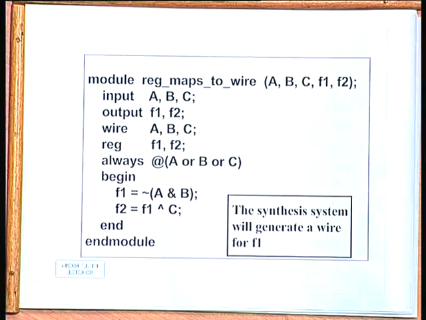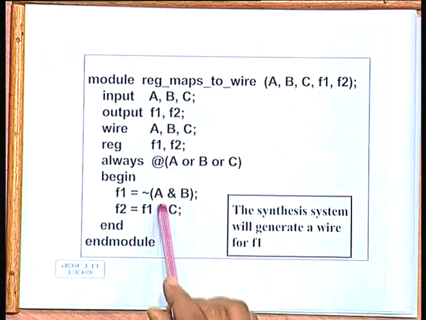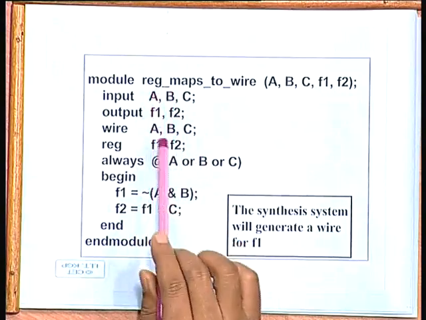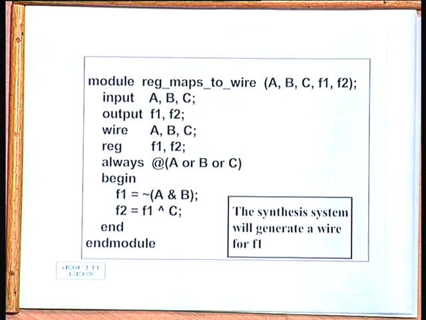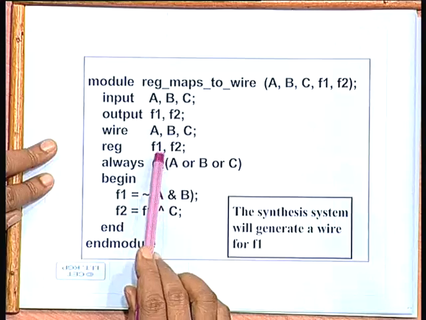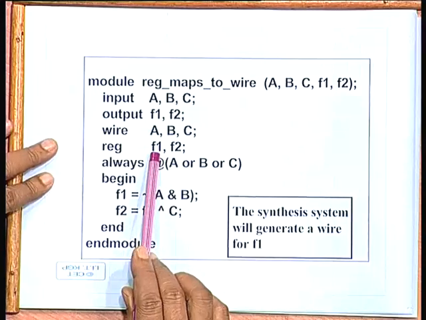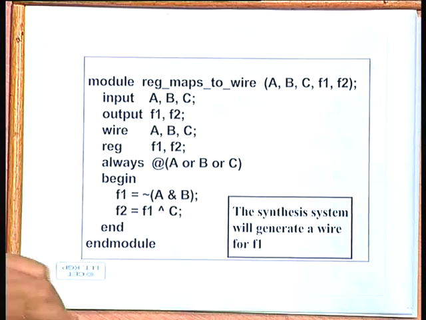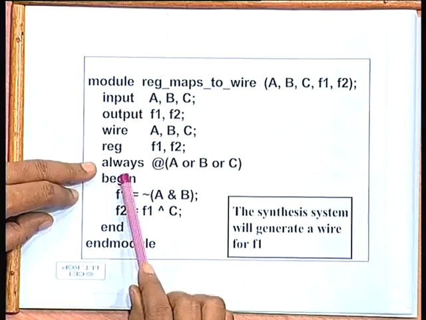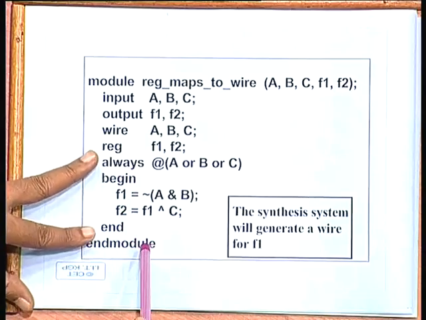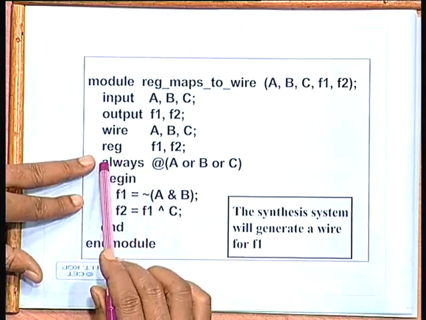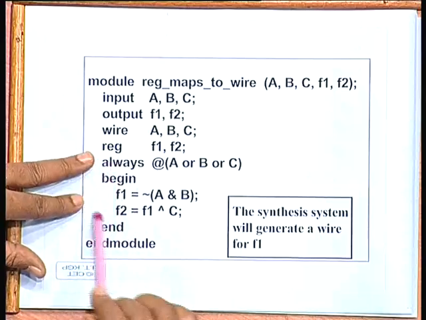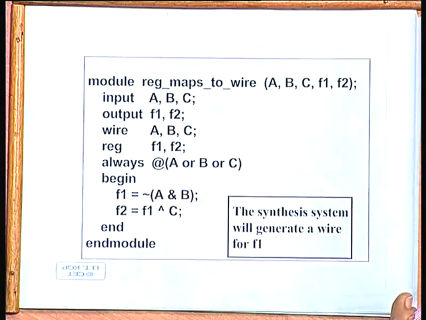This is a simple example which shows how a register type declaration can map to a wire. The first thing is that any signal you can define as a register type variable if you want. And here you must be thinking that sometimes we are using assign, sometimes we are using always. Well, we shall be clarifying these differences later.